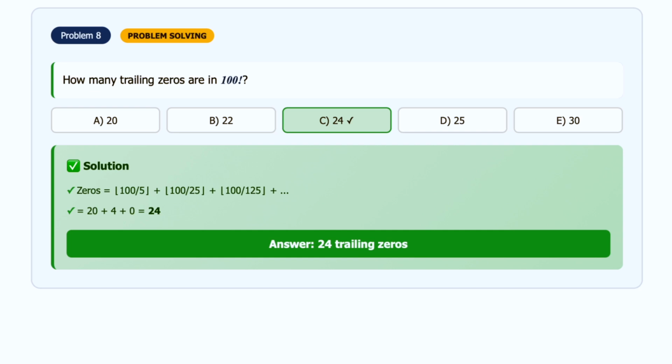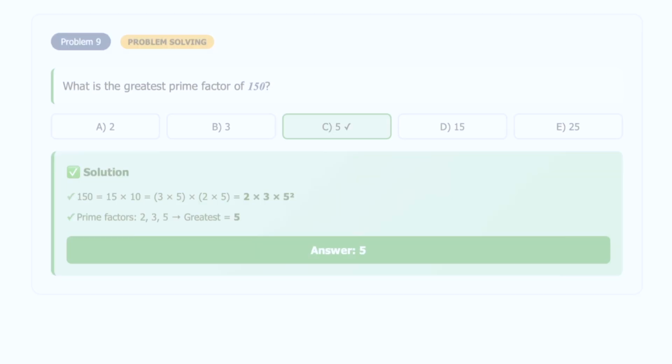How many trailing zeros are in 100 factorial? Use our formula. Count factors of 5. That's floor of 100 over 5, plus floor of 100 over 25, plus floor of 100 over 125, which is 20 plus 4 plus 0, giving us 24 trailing zeros. The answer is C. Problem 9.